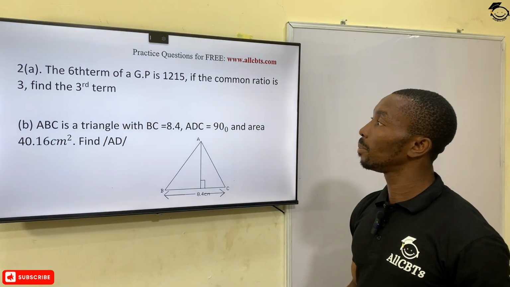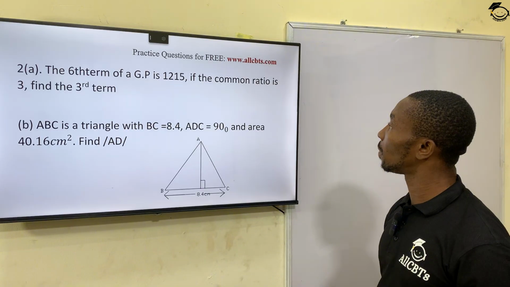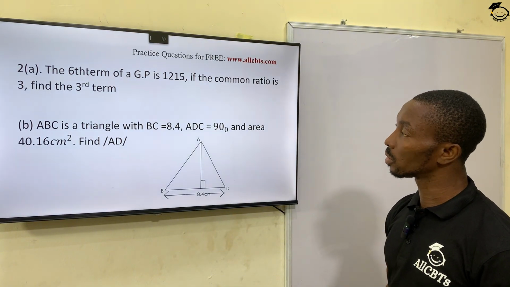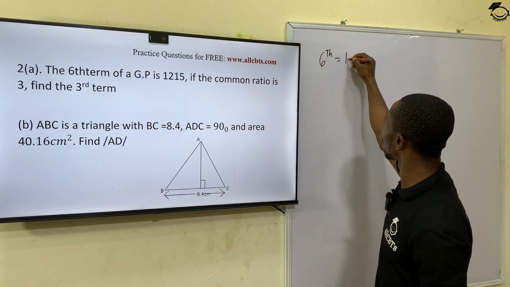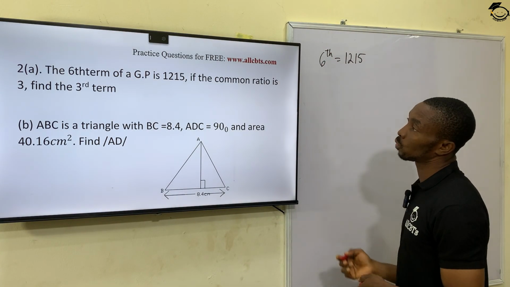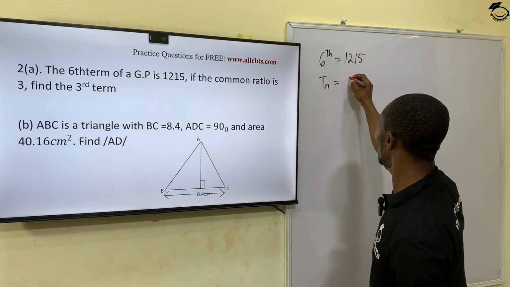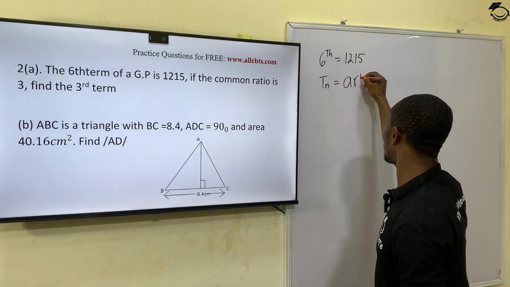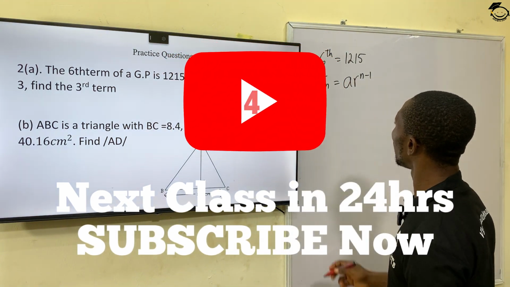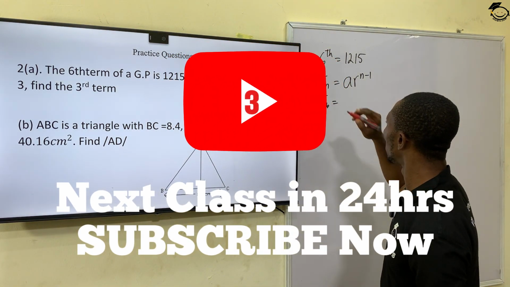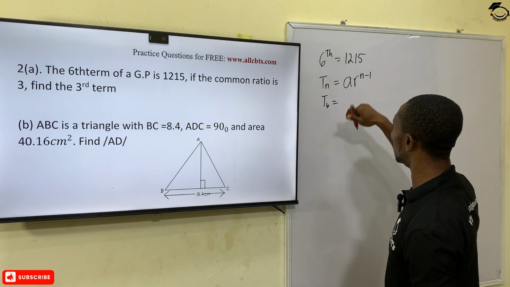The sixth term of a GP is 1215. If the common ratio is 3, find the third term. Now we are given that our sixth term is 1215. Now since we are dealing with geometric progression, we know that our Tn is ar^(n-1). That's a general formula for geometric progression. Now, since we are looking at T6, alright, where a is our first term, r is our common ratio, and n is our number of terms.